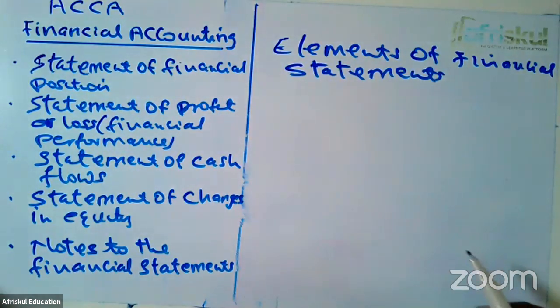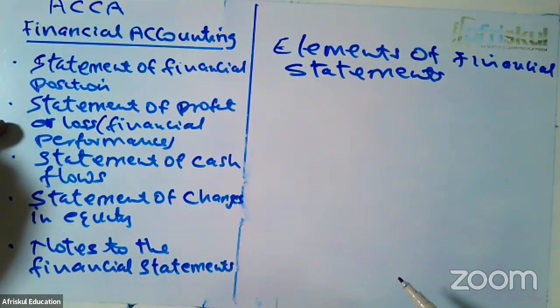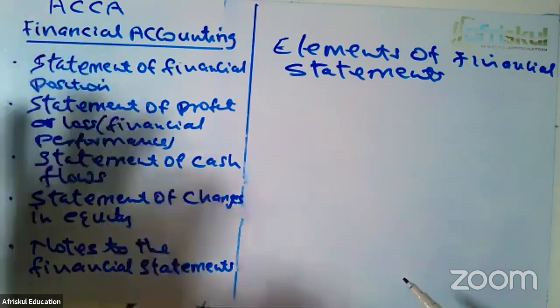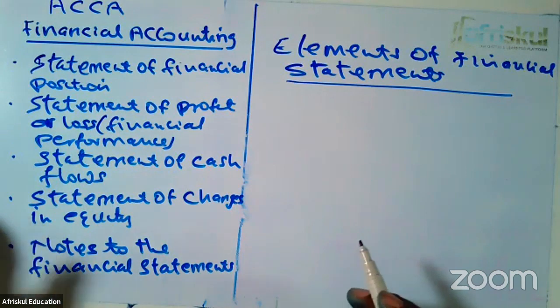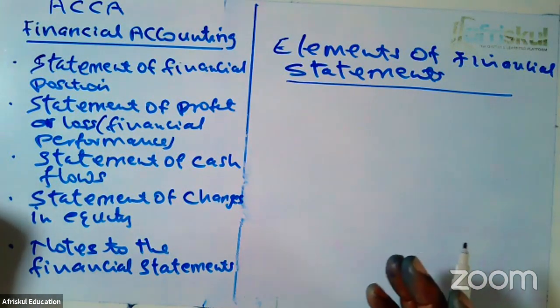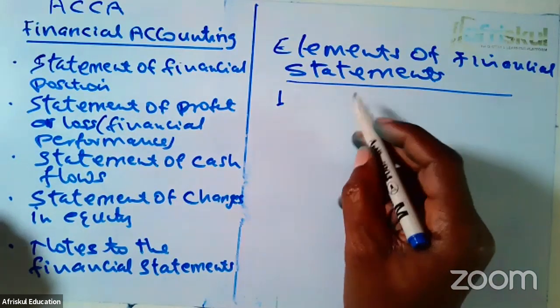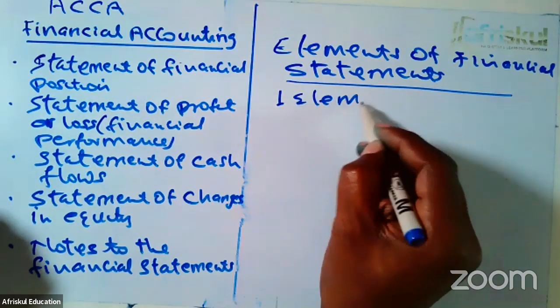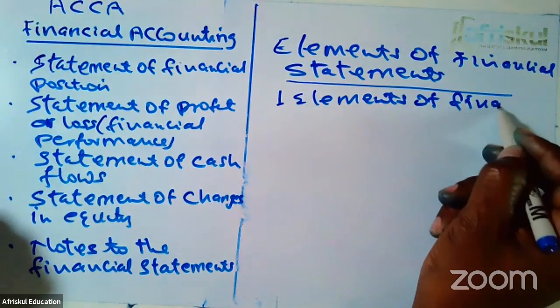That is to say, if we are preparing a statement of financial position or a statement of profit or loss, what information do these reports contain? Those are the elements of financial statements. These elements of financial statements are placed in 2 different categories. One category, category 1, is the elements of financial position.